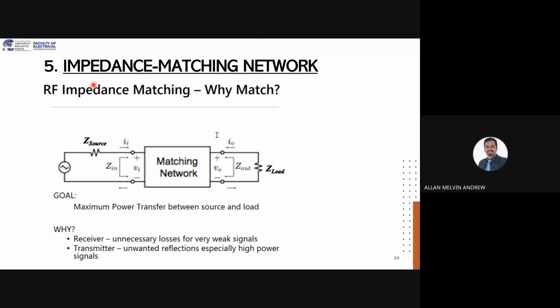Because in radio frequency, there are chances of energy to be lost along the way. So we need to have this kind of setup in order to prevent all these losses.